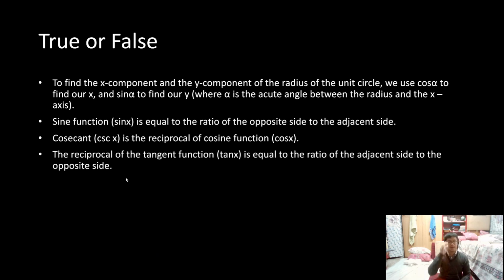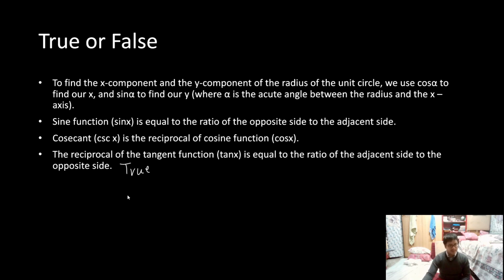Next statement. The reciprocal of the tangent function, or tangent x, is equal to the ratio of the adjacent side to the opposite side. Again, the reciprocal of tangent x is equal to the ratio of the adjacent side to the opposite side. This is true. How is it true?